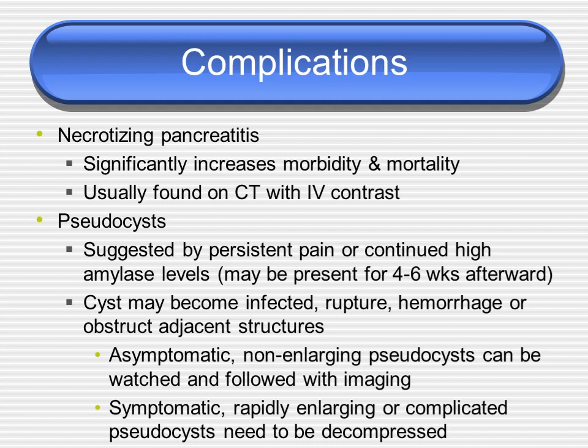Acidosis is suggestive of persistent pain and a high amylase level. A pseudocyst may become infected, and there will be an inflammatory process, rupture, or hemorrhage. It could be asymptomatic, or it could present with increased abdominal pain or an abdominal mass, especially in the epigastric region, with a lot of fluid sequestered inside the pancreas.